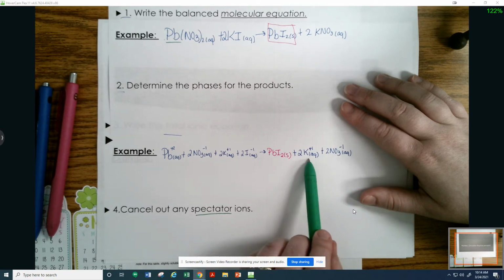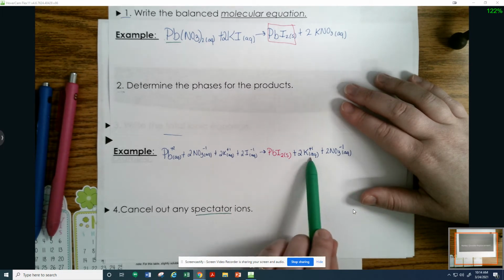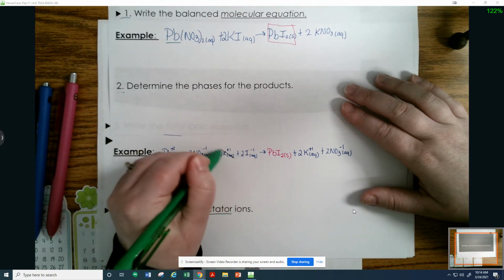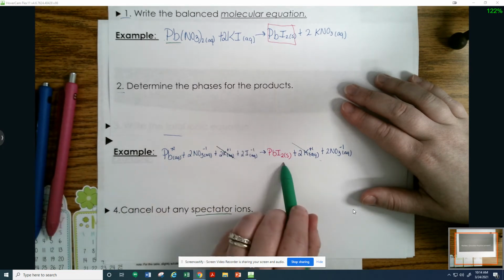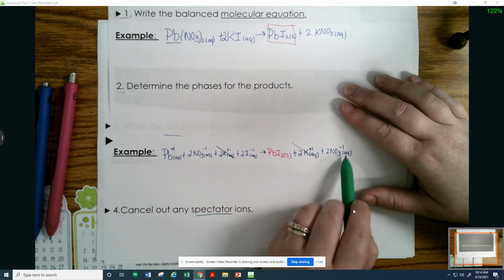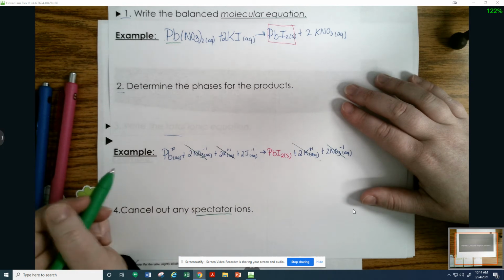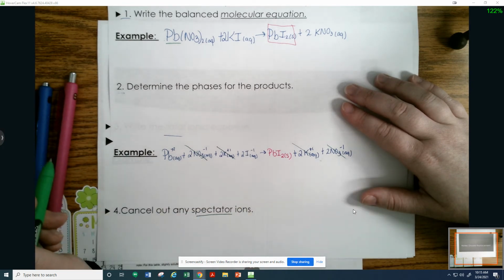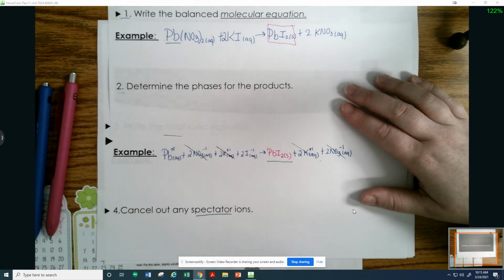So I start here. One of the spectator ions that had nothing to do with making the PbI2 was the 2K+1. That should balance out with the reactant side. Notice I have 2K+1. So I'm going to put a slash through those, indicating those had nothing to do with making this. My other spectator ion is this 2 NO3, which I have here, 2 NO3. So what I'm left with, because these are going to be left over floating around in that solution, they had absolutely nothing to do with forming this precipitate.